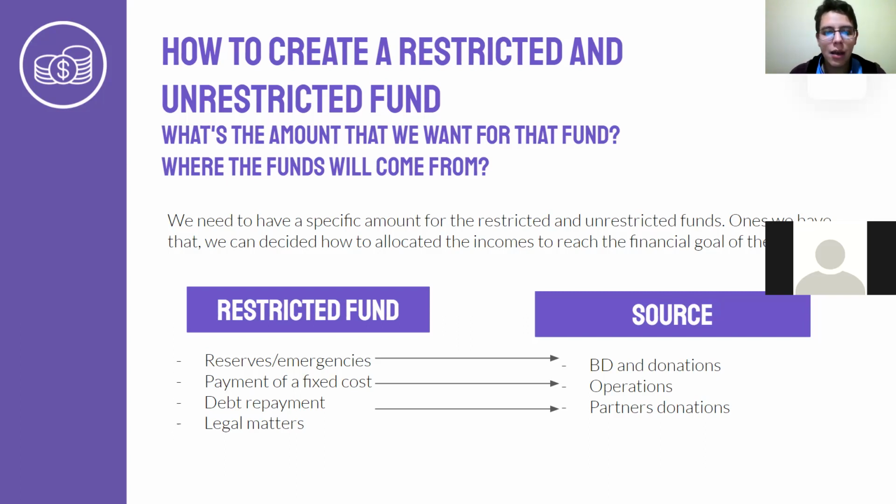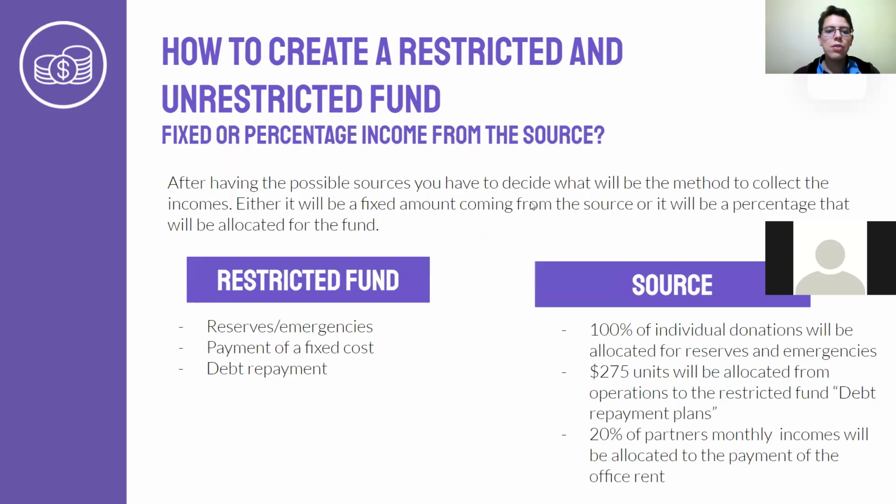For legal matters, it could be the partnership donations also, because it's something that I can collect during the whole month, and legal matters are only once per year, for example. So once you identify your objectives, you can define the source of how you collect this money. And also you can identify the amounts or percentages. For example, 100% of individual donations will be allocated for reserves and emergencies.